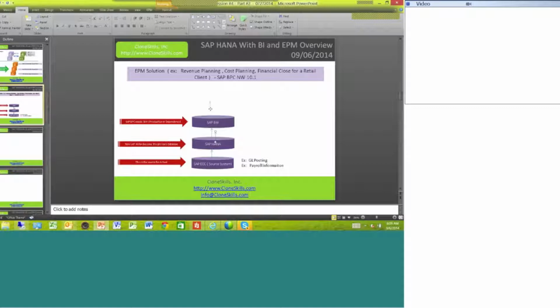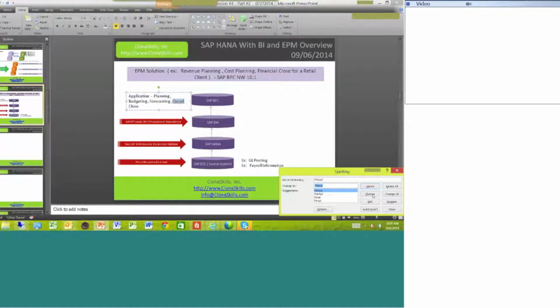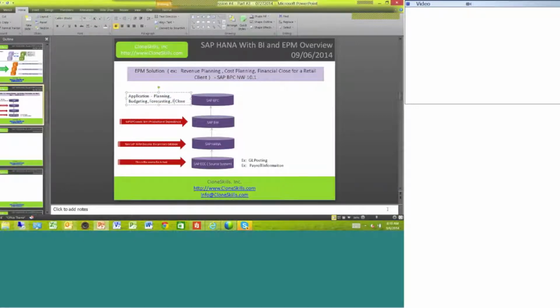What is the next one? The next one is going to be your BPC. This is where we do planning, budgeting, and forecasting. This is the application. Here we do planning, here we do budgeting, here we do forecasting, and here we do financial close. To do that, I need an application, so this is going to be the application where it is performed.